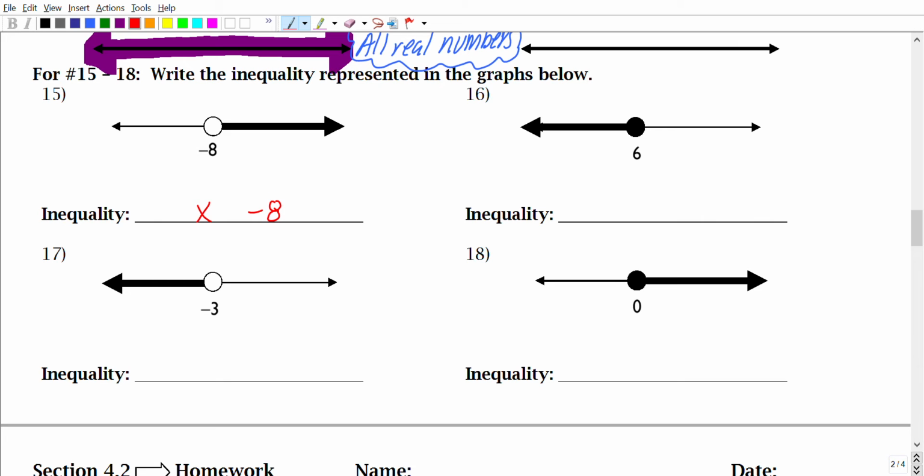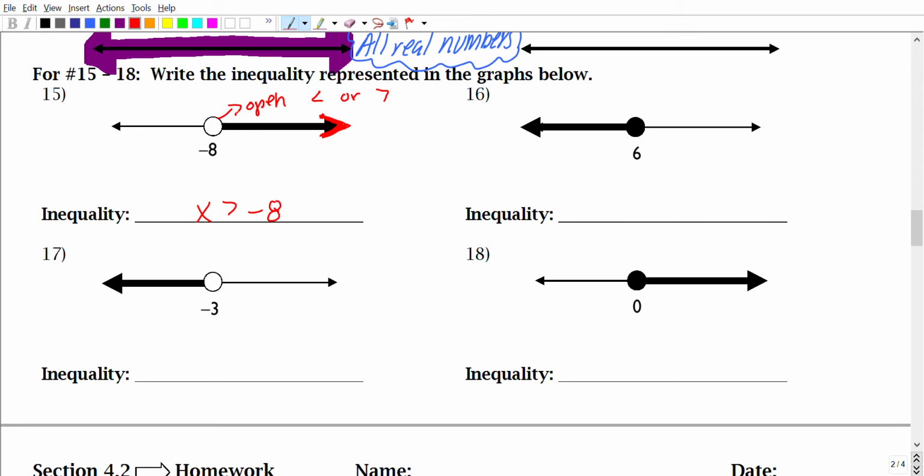I like to start with just writing the x on the left side because I always like the variables on the left, and my number on the right. Now it's just a matter of identifying what symbol I use. Well, it's an open circle, so which ones can we use? Less than or greater than. So which one am I going to use here? Which way is this arrow being shaded towards? Towards the right. So what symbol did I just kind of highlight there? That's a greater than symbol, so it's greater than.